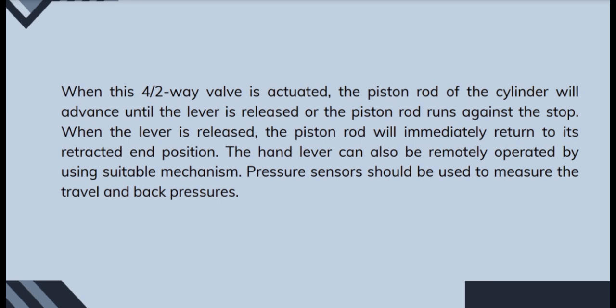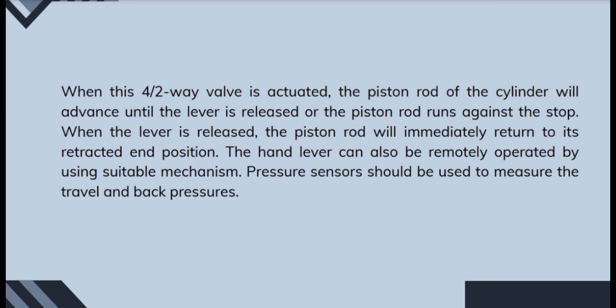When this 4-2-way valve is actuated, the piston rod of the cylinder will advance until the lever is released or the piston rod runs against the stop. When the lever is released, the piston rod will immediately return to its retracted end position. The hand lever can also be remotely operated by using a suitable mechanism. Pressure sensors should be used to measure the travel and back pressures.